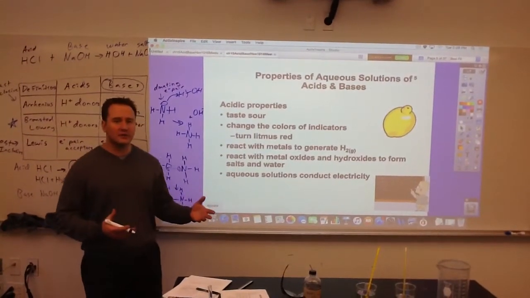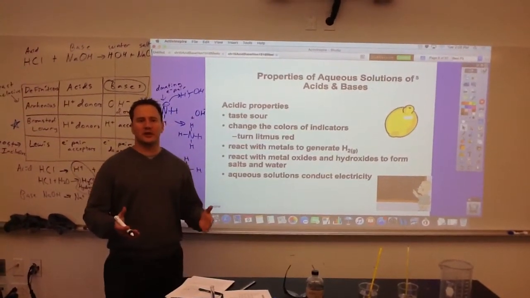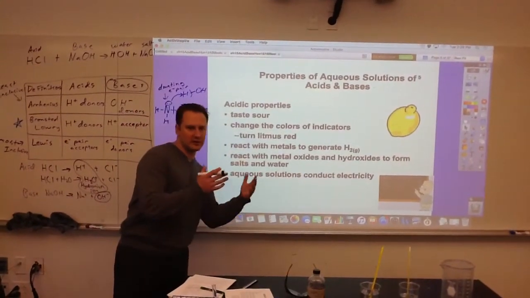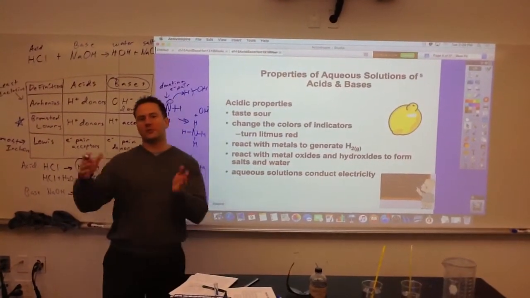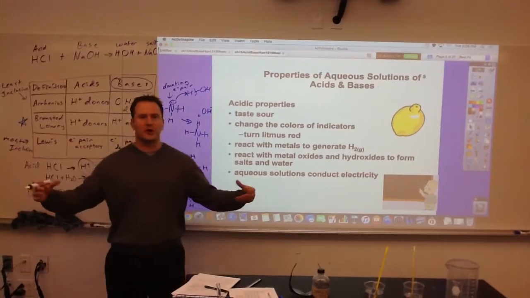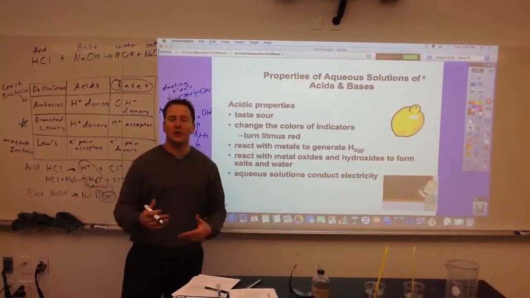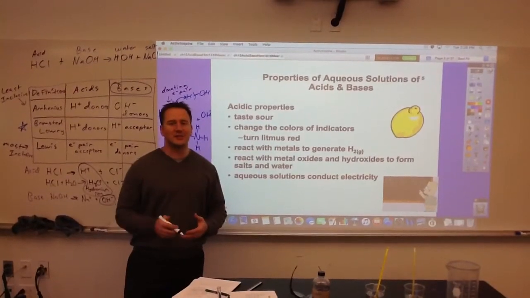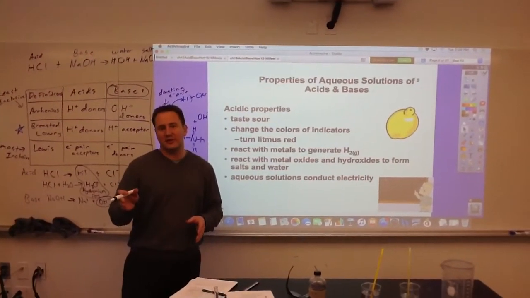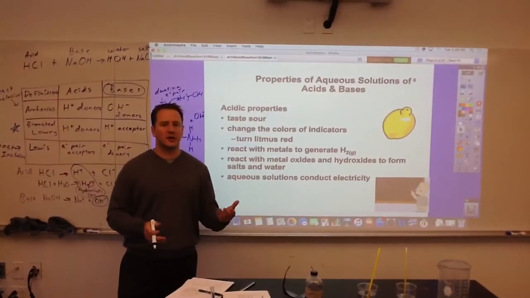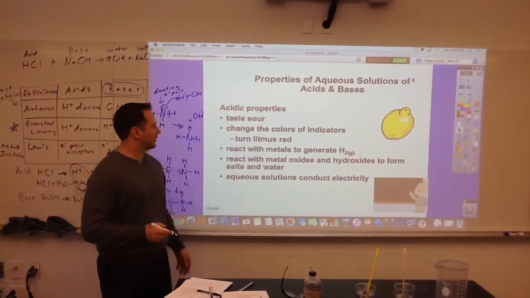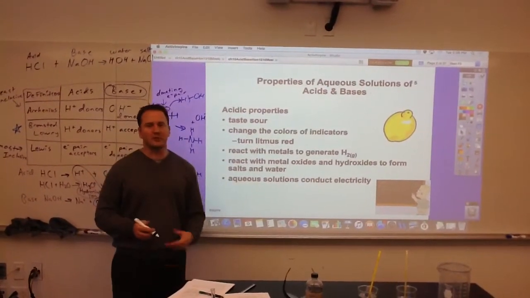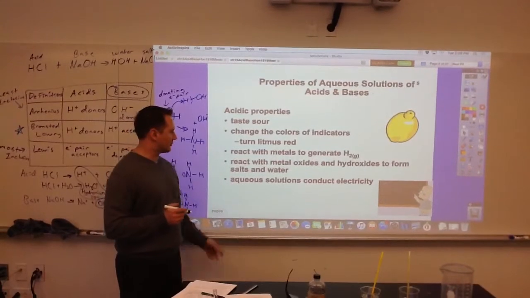We did a demo the other day where we put universal indicator in, and when it was in an acid, it turned a nice red color, and then when it was a base, it turned all the way to blue, and it turned all the colors of the spectrum in between. We've also done demonstrations and activities where we've used phenolphthalein, an acid-base indicator that turns pink when it's in a basic solution, and a clear color when it's in an acidic solution. It can also change litmus paper and turn it into red litmus paper.